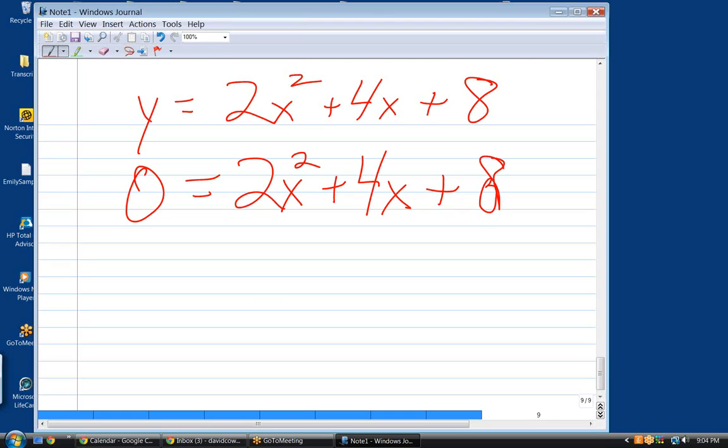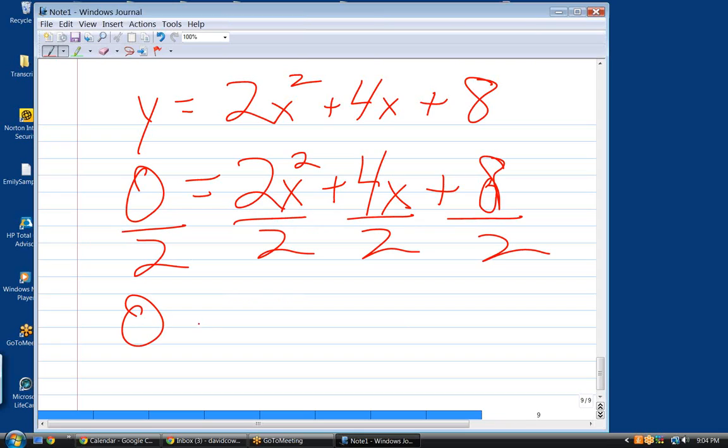Remember, it's always simpler if you're dealing with just an x squared. Those are a piece of cake. You just have to apply the 3 rules to it, and you can't go wrong. The only problem in factoring is when there's a coefficient in front. So is there anything we can do to get rid of that 2? We can divide both sides of the equation by 2. Well, 0 divided by 2 is still 0. This becomes x squared plus 2x plus 4.